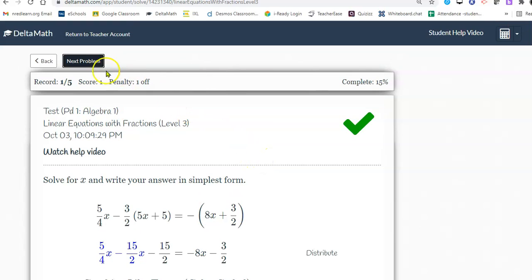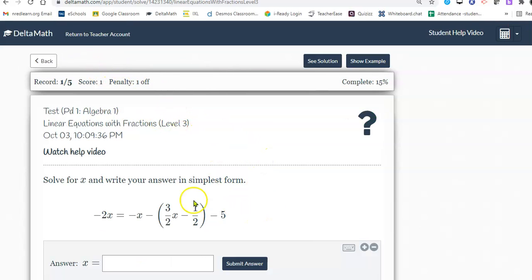Again, you don't have to clear the fractions. You can certainly manipulate this entire sentence by keeping the fractions where they are, which isn't such a bad idea. Let's take a look at this one here.